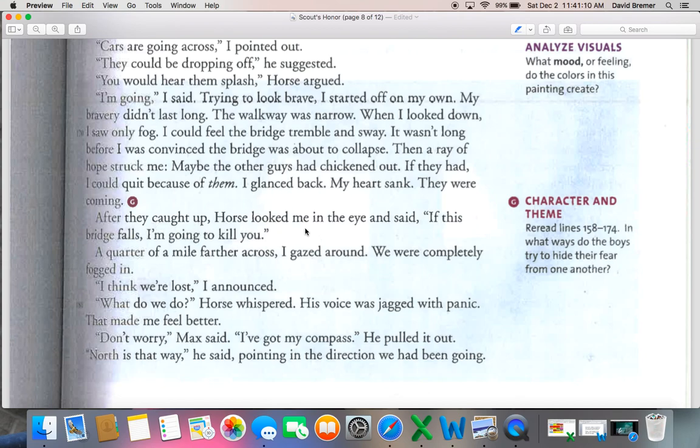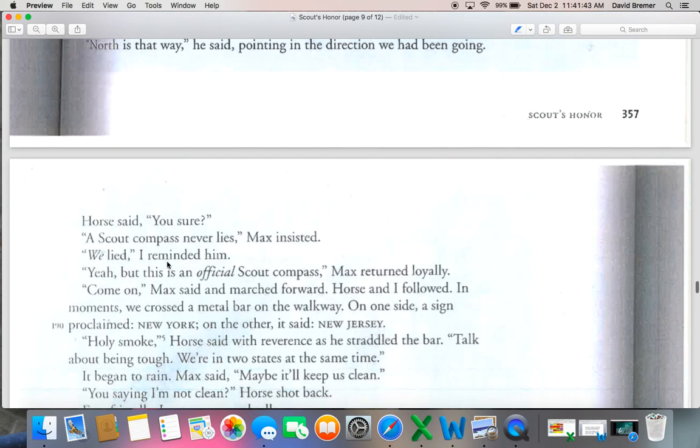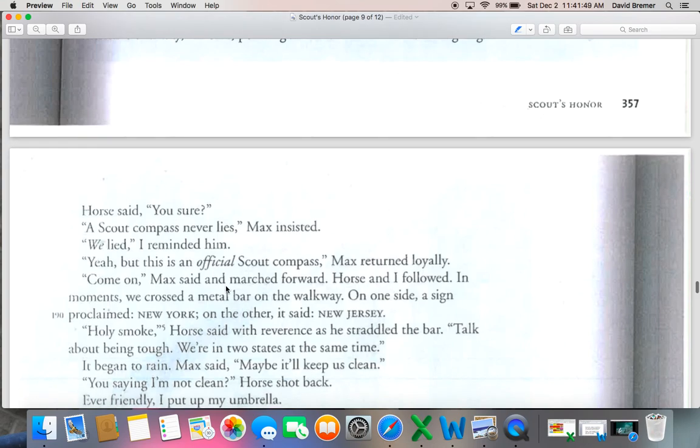After they caught up, Horse looked me in the eye and said, "If this bridge falls, I'm going to kill you." A quarter of a mile further across, I gazed around. We were completely fogged in. "I think we're lost," I announced. "What do we do?" Horse whispered. His voice was jagged with panic. That made me feel better. "Don't worry," Max said. "I've got my compass." And he pulled it out and said, "North is that way," pointing in the direction we had been going. Horse said, "You sure?" "A scout compass never lies," Max insisted. "We lied," I reminded him. "Yeah, but this is an official scout compass," Max returned loyally.